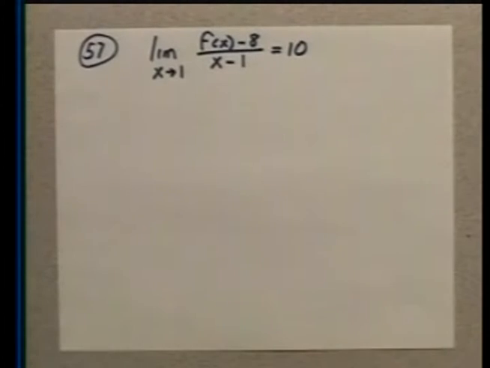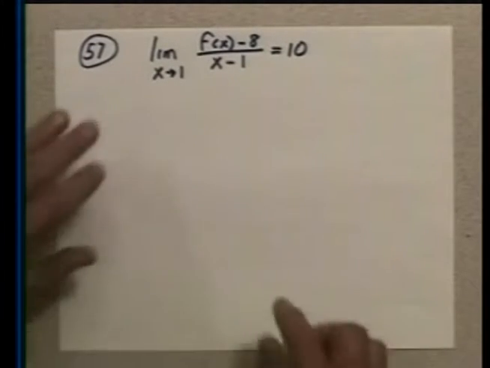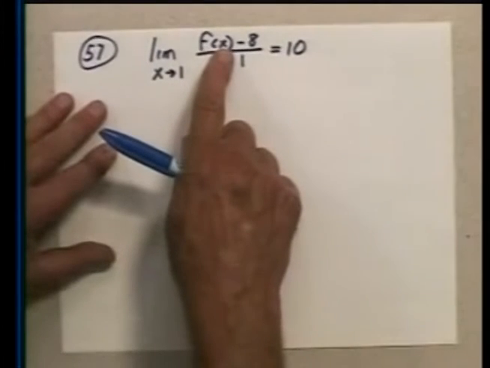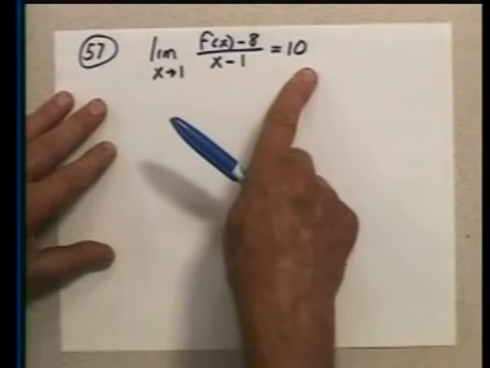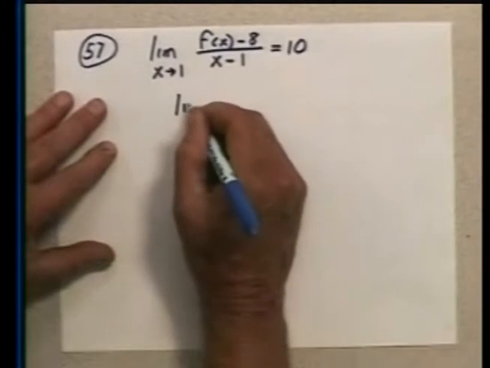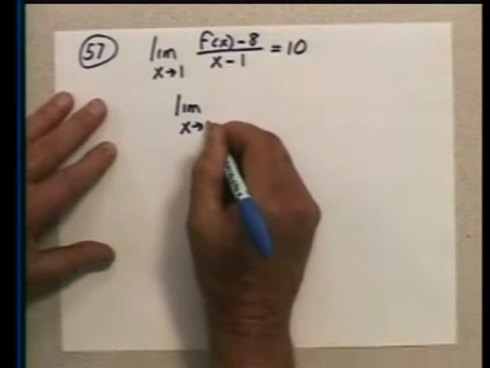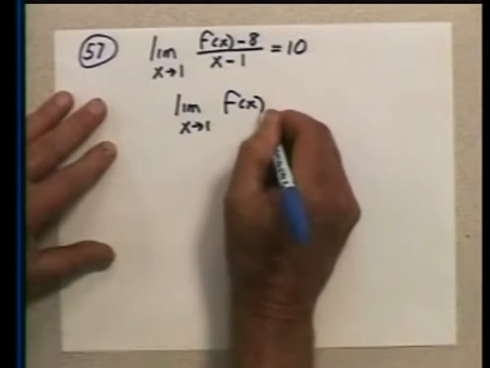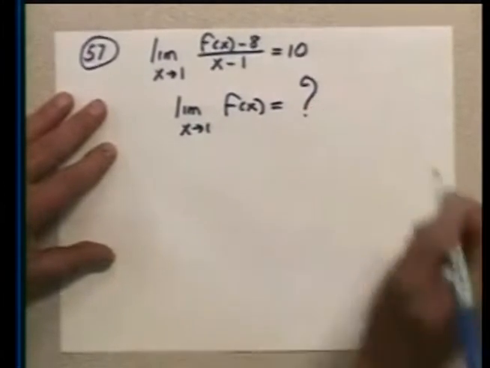Okay, the limit of (f(x) minus 8) over (x minus 1) is 10. There's an unknown function f(x). But if you do this combo, they say the answer is known to be 10. They say, okay, now you tell me what the limit as x approaches 1 of just plain f(x) is. What's that?